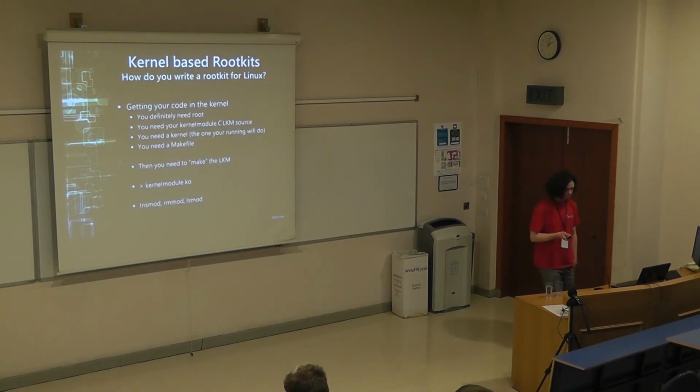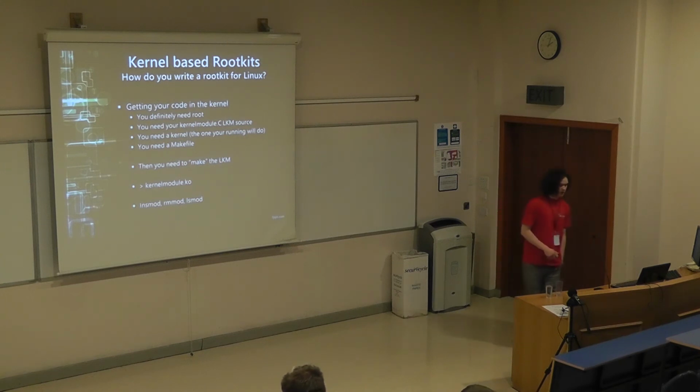So you're going to write a kernel-based rootkit, and you're going to use a loadable kernel module to do it. So to start with, you're going to need root. That's pretty straightforward. This is after exploitation, so we can assume we've already got that. You're going to need your kernel module source. We'll assume you've Googled about enough on the internet to be able to do that.